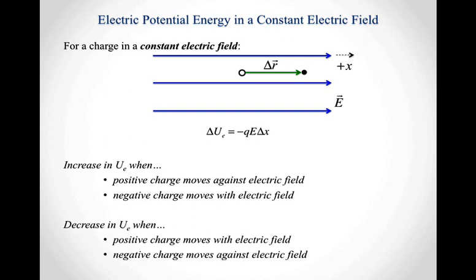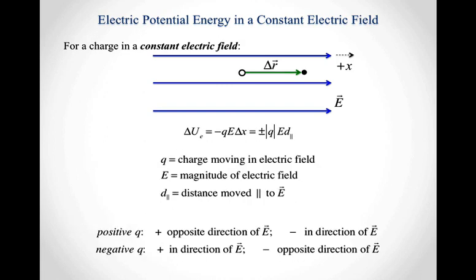On the other hand, if I want to decrease the electric potential energy, if I have a positive charge, I want to decrease, so I need that negative sign out front. Q is always positive. I need delta X to be positive, so a positive charge moving with the electric field decreases the potential energy. A negative charge, on the other hand, I need delta X to also be positive so that I basically have three negatives over here and still end up with something that's negative to have a decrease in the electric potential energy. So a negative charge moving against the electric field decreases the electric potential energy.